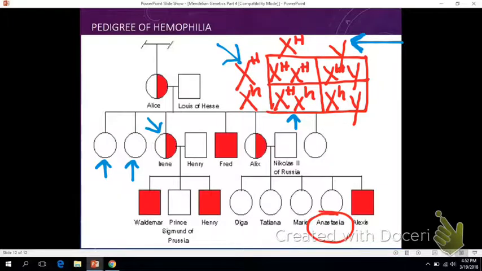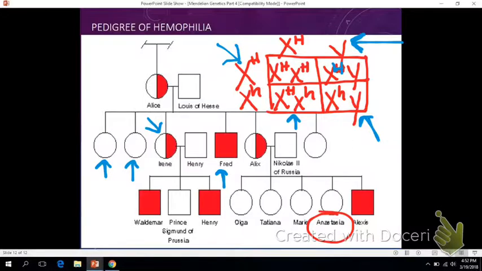Then in looking at the males, this is supposed to be a capital H there. It's kind of hard to read. But anyway, they have a 50% chance of having sons that do not have hemophilia, and then a 50% chance of having a son that does indeed have hemophilia, and that is exactly what happened there with Fred. He has hemophilia. And actually, I made a mistake there. Henry is not their kid. Henry married Irene.